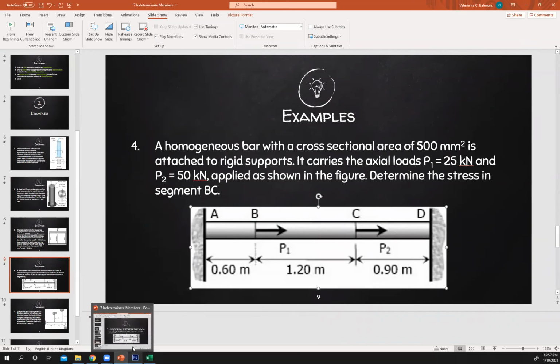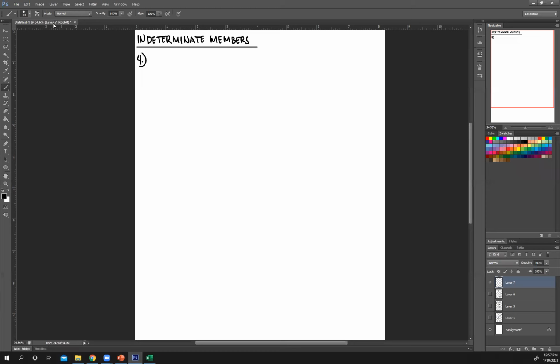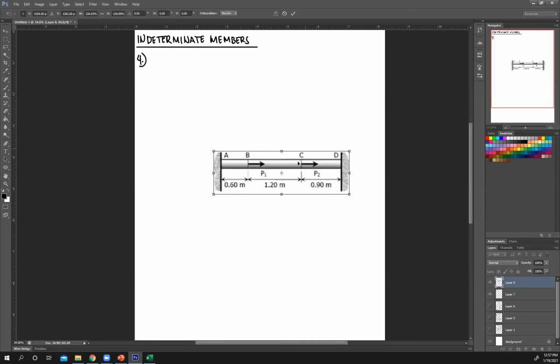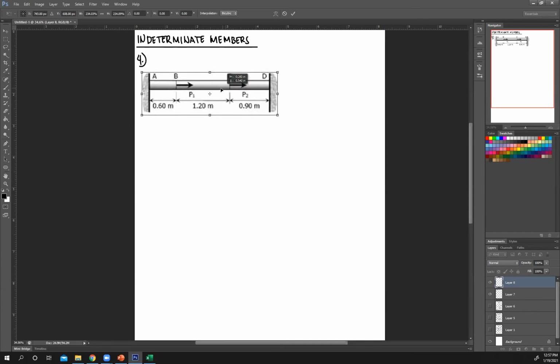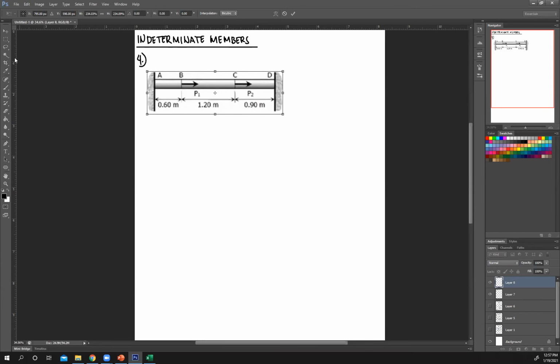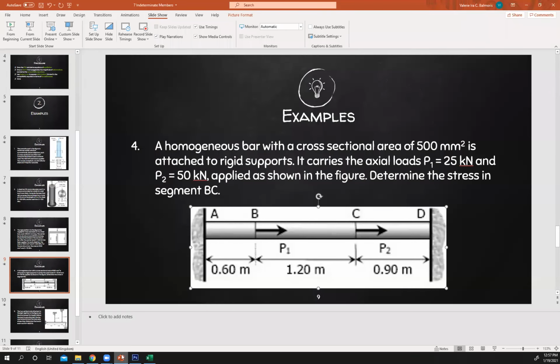Now usually this would have been easy to solve if it's only restrained on one end, right? You already know how to solve for problems like that. However, this is restrained on two ends, so it's not able to deform freely or move freely. Okay, so what we're gonna do here is first write out our given.